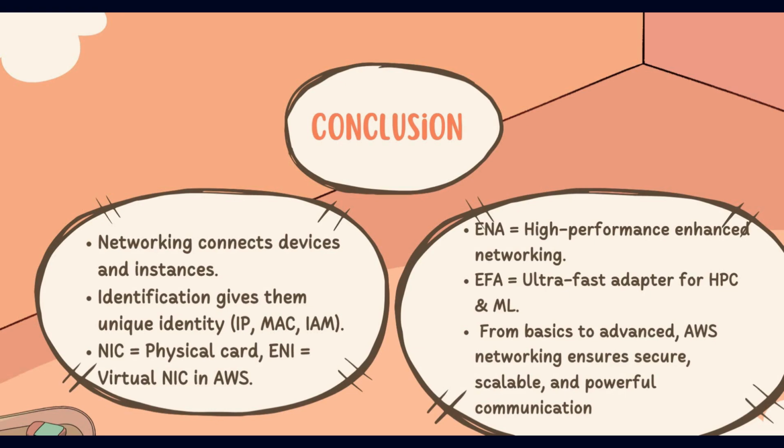So in summary, networking connects devices and instances. Identification ensures they have a unique identity with IP, MAC or IAM. NIC is equal to physical card and ENI is equal to virtual NIC in AWS. ENA adds high performance and EFA is for HPC and ML. From basic to advanced, AWS networking ensures secure, scalable and powerful communication.